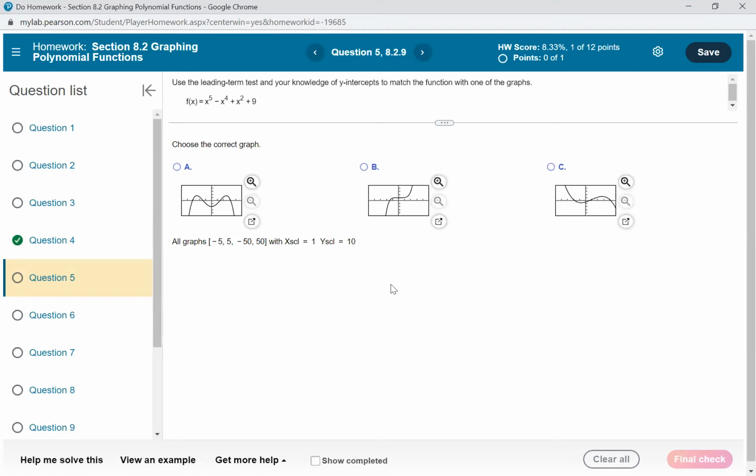All right, so my first one, both ends are going down. B is going uphill left to right, and C is going downhill left to right. This has an x to the 5th as the leading term. It has a degree 5, which is odd, and we treat it like a positive 1 in front of that x to the 5th. So since there's no lead coefficient, we treat it like a positive 1. So you got a positive lead coefficient, odd degree, A, B, or C?